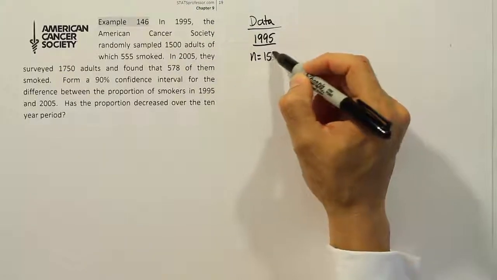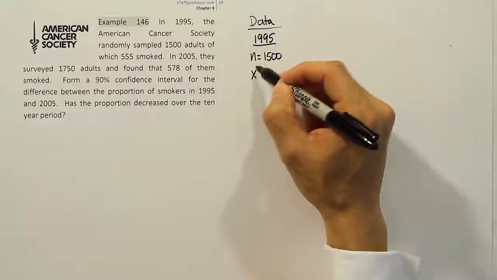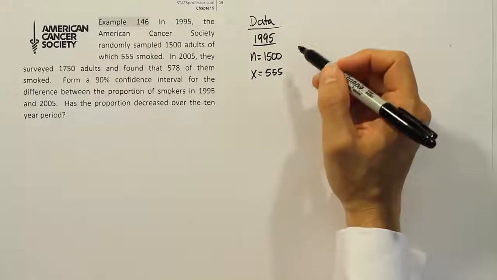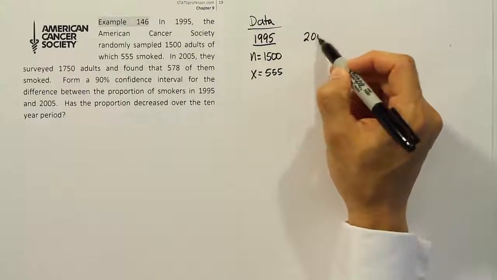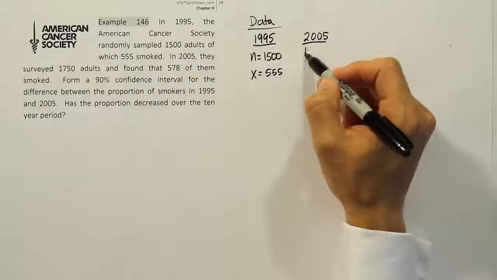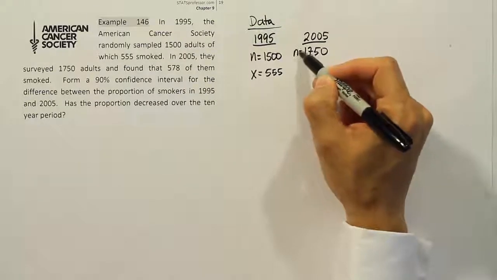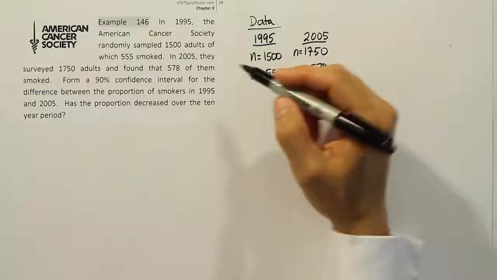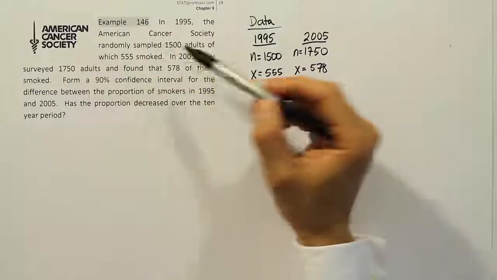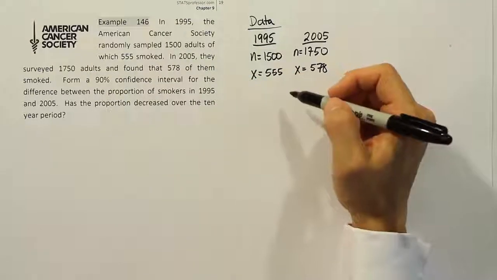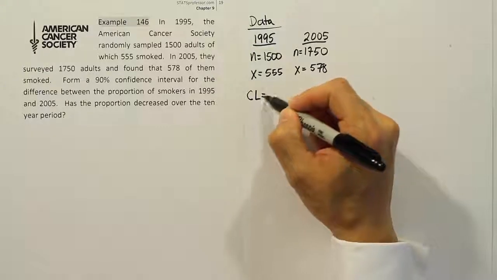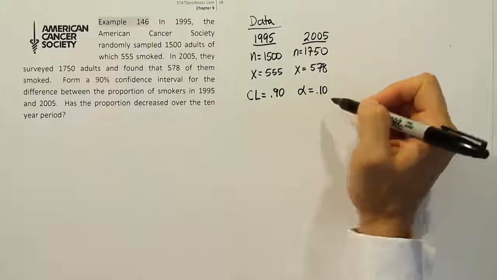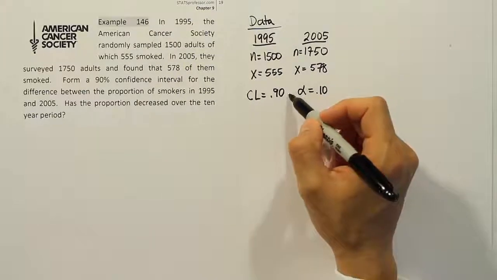So the 1,500 goes first, and then the number of people who smoked is 555 in that year. And then in 2005, they surveyed 1,750 adults, and among that group, 578 of them actually smoked. So out of 1,750, 578 of them smoked. Okay, and then from there, we have a confidence level, which is given as 90%, and that corresponds to an alpha level, which is 0.10 or 10%. Okay, so we have some given data.